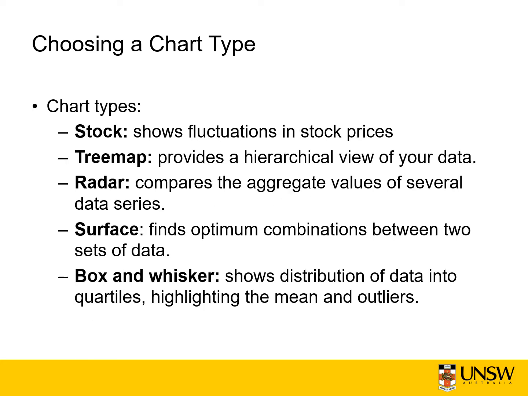Stock chart is used to show fluctuations in different data, especially stock prices. Tree map chart provides a hierarchical view to compare different levels of categorization. Radar chart can compare the aggregate value of several data series, such as performance of employees and companies in various categories. Surface chart is used when you want to find optimum combinations between two sets of data in a 3D view. And box and whisker charts show you the distribution of a dataset.